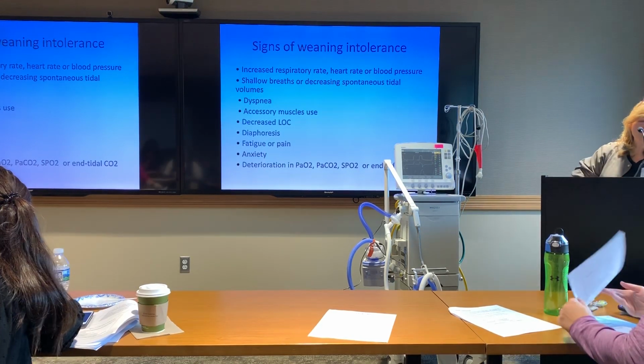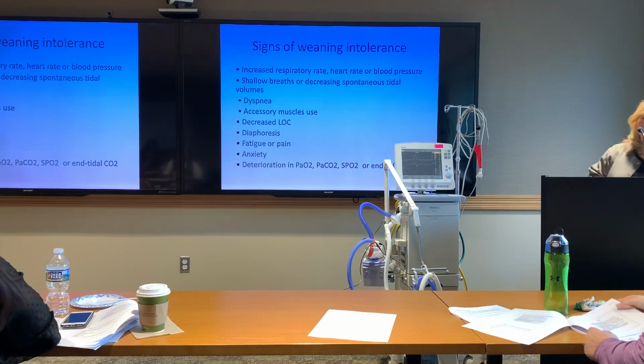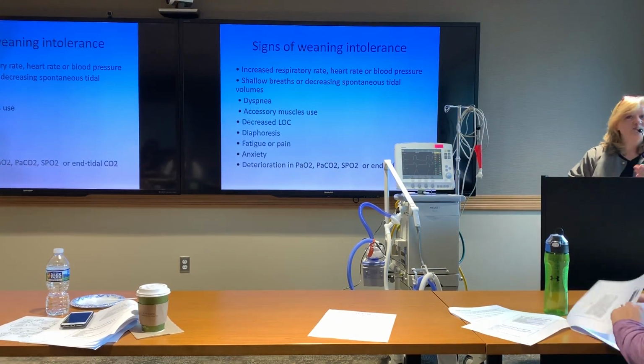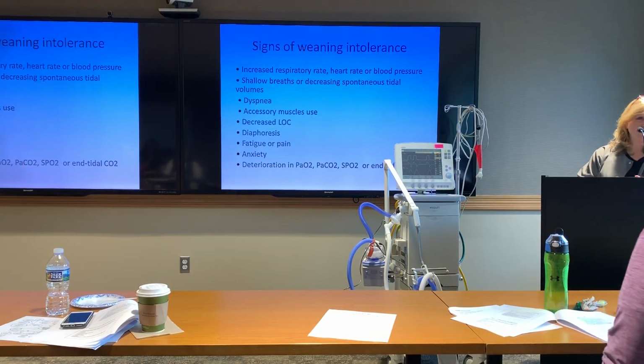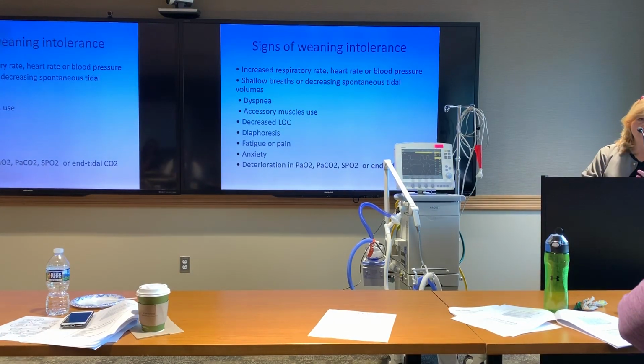Signs of weaning intolerance. Abdominal paradox is probably the biggest one. If your belly's going the opposite direction of what it should, the patient's already showing signs of muscle fatigue, so that's a bad one. High respiratory rates, if they're consistently above 30 to 35, that's probably not a good outcome. Their breaths are probably pretty shallow, and they would be doing what's called rapid shallow breathing, which is not a good thing to do.